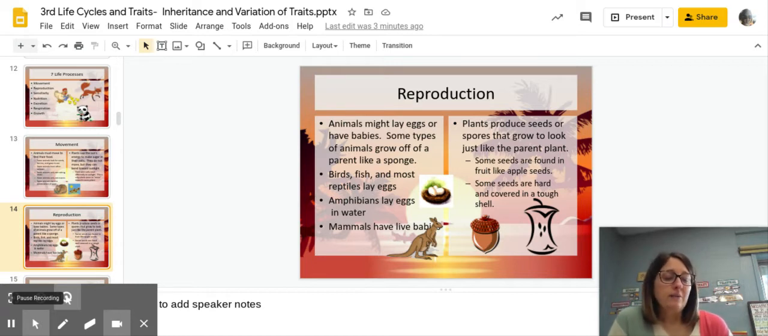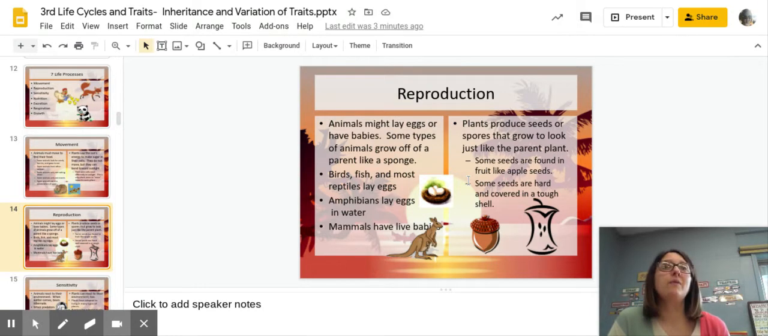Birds, fish, and reptiles, most reptiles lay eggs. Amphibians will lay their eggs in the water, and there are mammals which have live babies. On the other hand, plants also reproduce, but they reproduce very differently than an animal. Plants will produce seeds or spores that will grow to be exactly like their parent plant. Sometimes you might find seeds in fruit, like apple seeds. Sometimes you see seeds in tough outer shells, like an acorn.